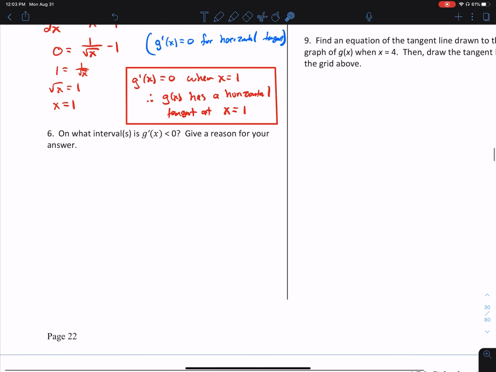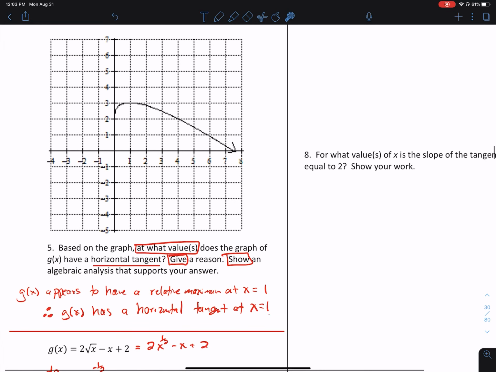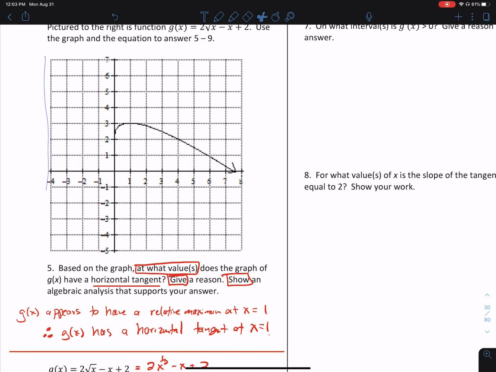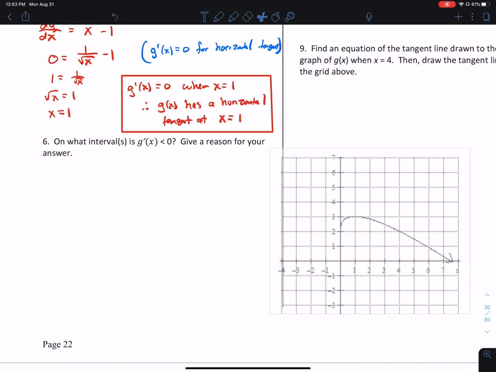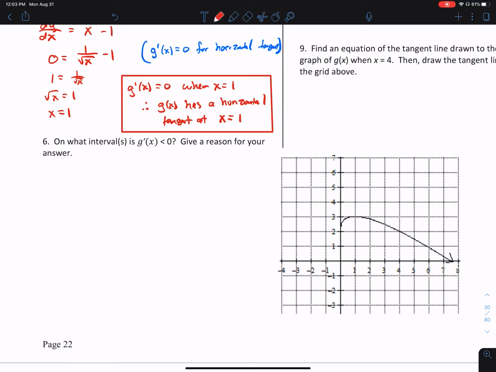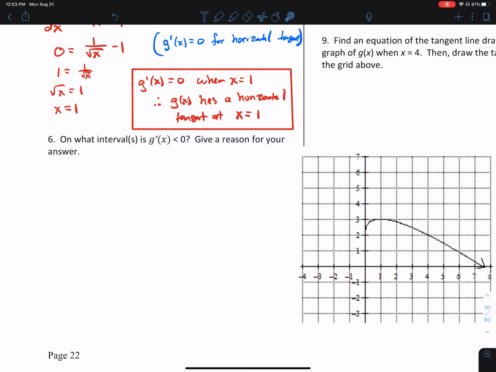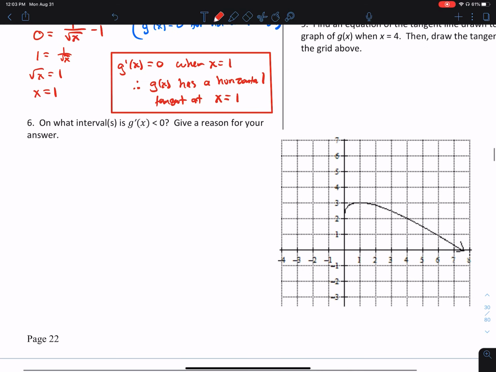Number 6. On what intervals is g prime of x less than 0? Give a reason for your answer. Once again, I'm going to copy this graph down here so I can see it when I'm answering this. So the question you have to ask yourself is, what would it take for the graph of g to make g prime less than 0? That would be for g to be decreasing.